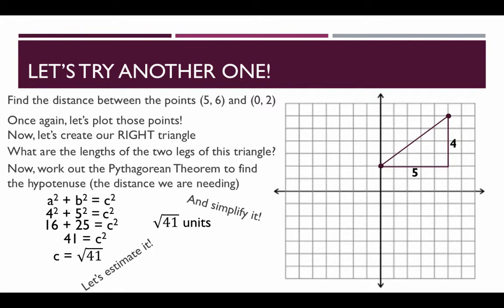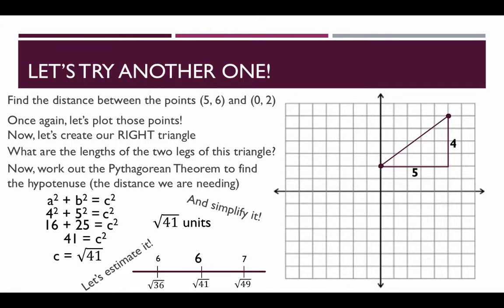Let's also estimate this answer. So let's make our number line. I have the square root of 41 in the middle, and now I need to think what two perfect squares the square root of 41 is between. And that would be the square root of 36 and the square root of 49, or 6 and 7. So I know that this answer is going to be 6 point something.